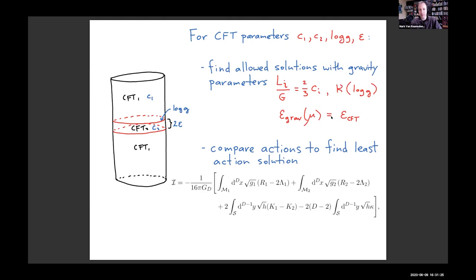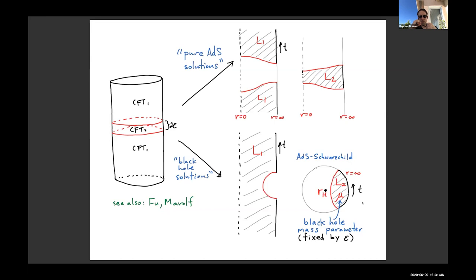Mark, could you just go back one slide? Yeah. So in the bottom right picture, there's a horizon radius. And so asymptotically, we would already have some non-zero mass because of that. Yes. And then there's some brane that surrounds this black hole in some sense. Is this red line like a spherical brane that surrounds the black hole?